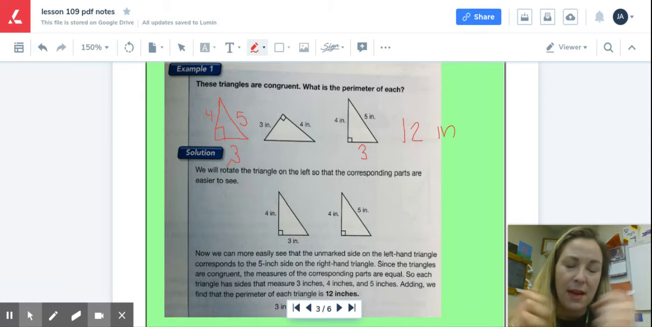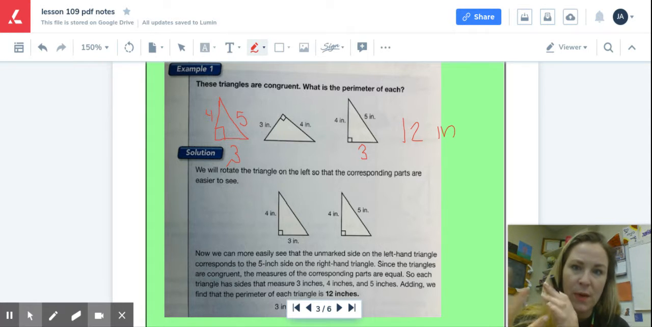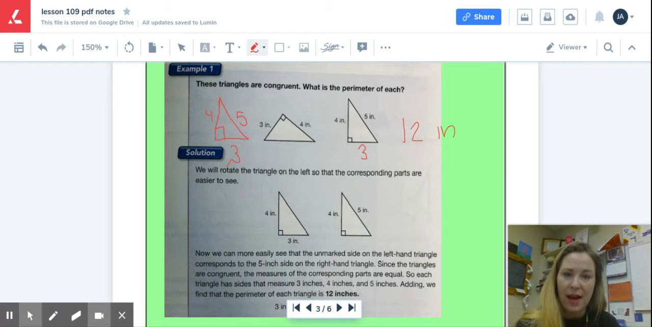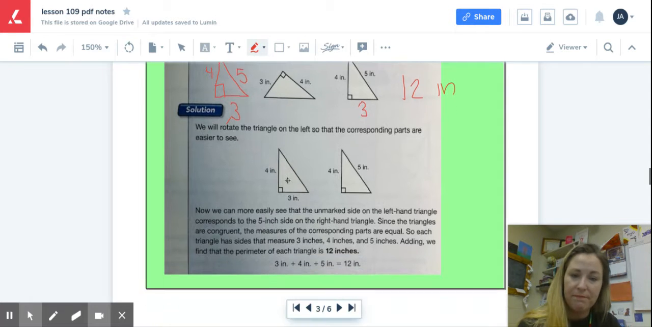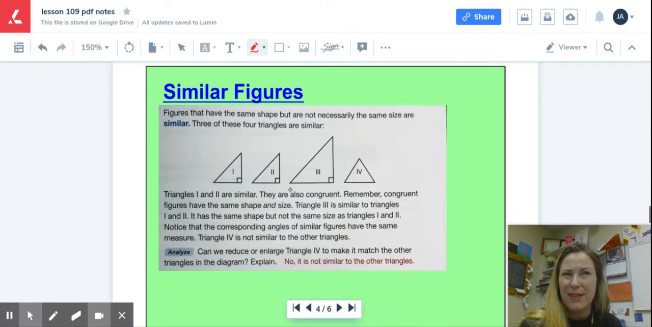12 inches. We don't need anything squared. We're not multiplying an area of any kind. Our answer is just 12 inches. Let's talk about similar figures now.